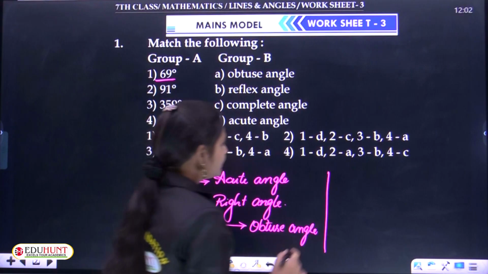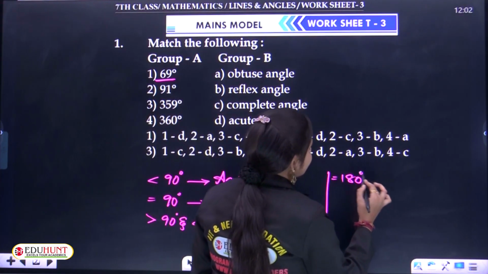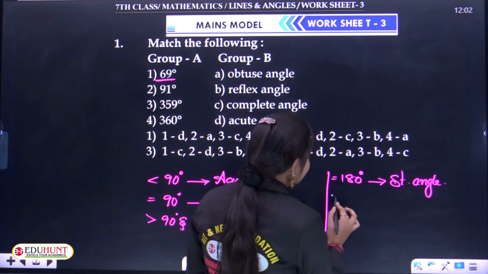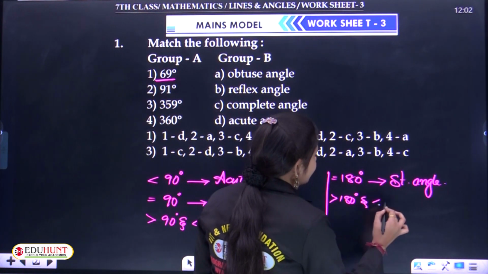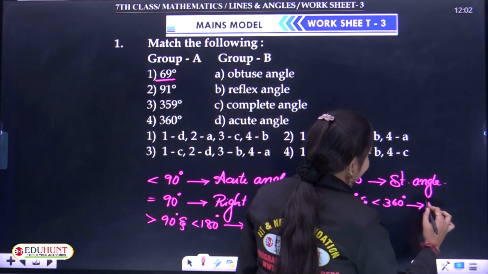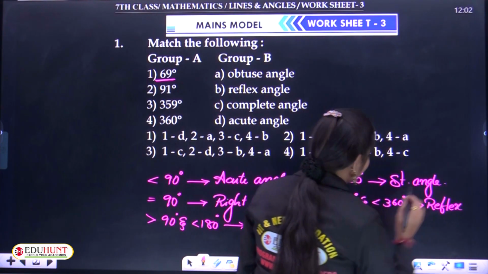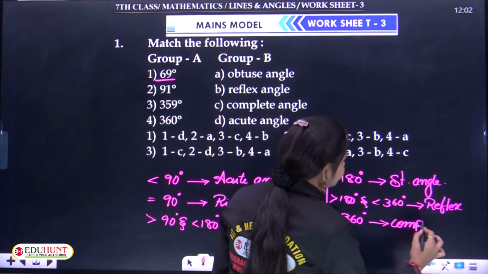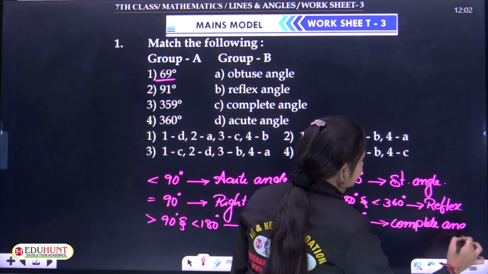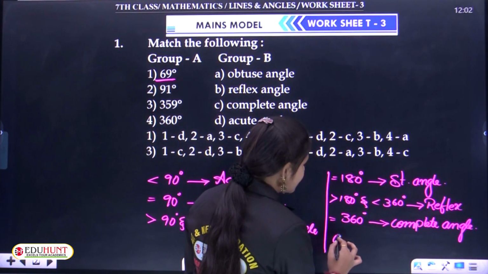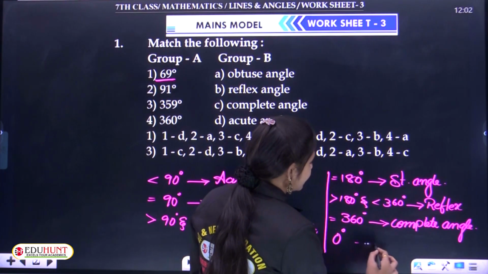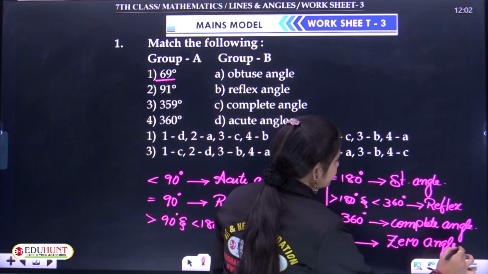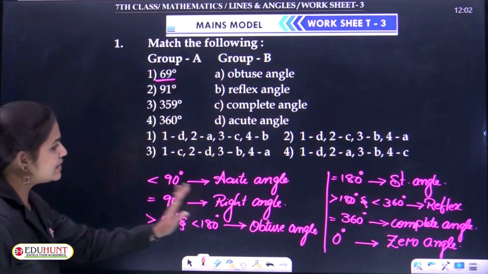Along with that, exactly equal to 180 degrees, that is straight angle. Greater than 180 and less than 360, that is reflex. Next, exactly equal to 360, we will call that a complete angle. Along with that, 0 degrees, we will call this a 0 angle. Now these are the types of angles.